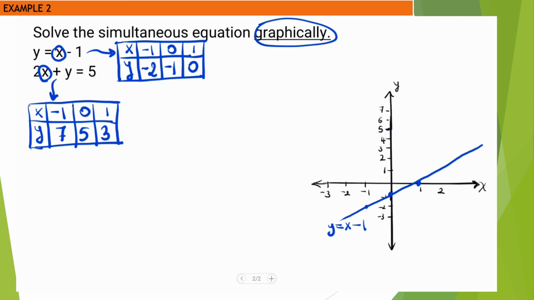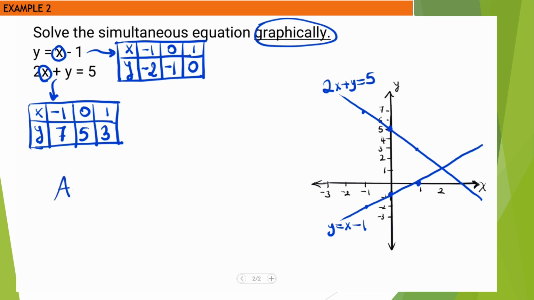Then we have 3 points. Let's plot them on the coordinate plane. Negative 1, 7 is somewhere here. 0, 5 and 1, 3. Carefully combine them and draw your line. Don't forget to write the name of your line, which is 2x plus y equals 5.